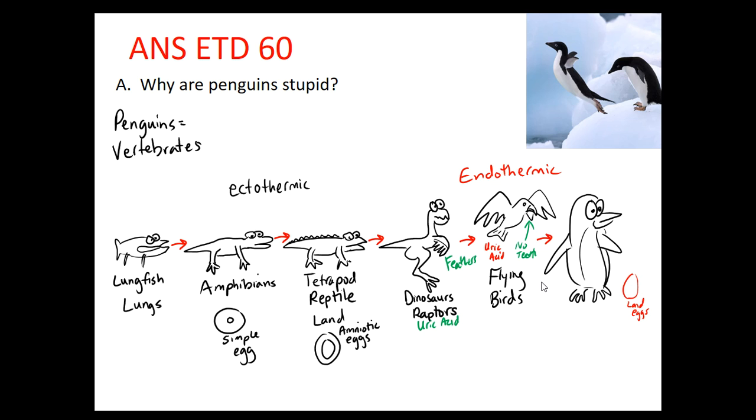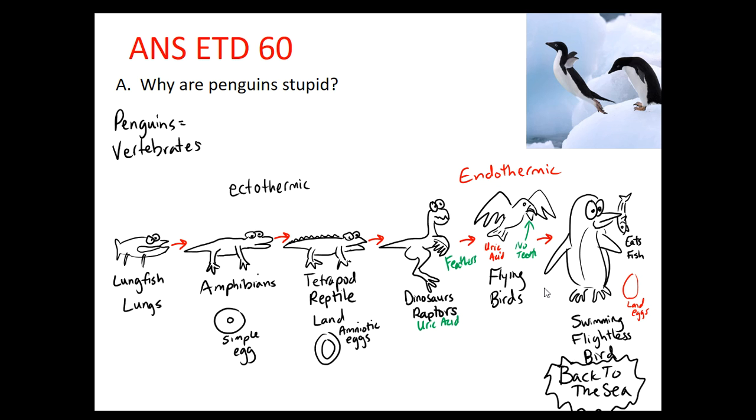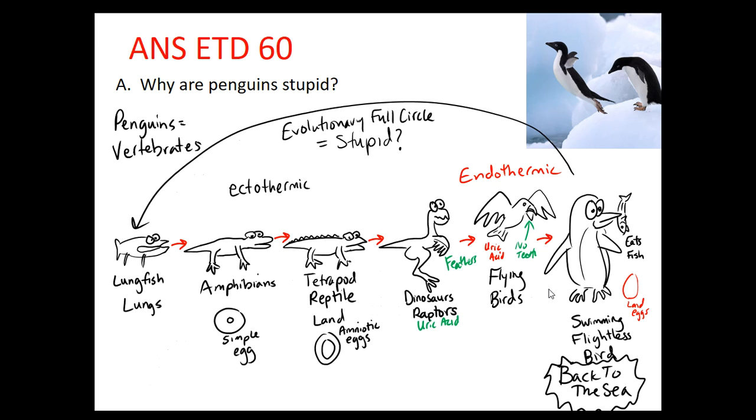Now, I say that they're stupid because they gave up something I would love to have, which is flight. They became, of course, flightless birds that became swimming birds. So if we look at this, they're not only swimming birds, they spend their day eating, of course, things in the sea. They eat mainly fish and krill. And that means that what they've basically done is an evolutionary full circle, which to me is stupid.